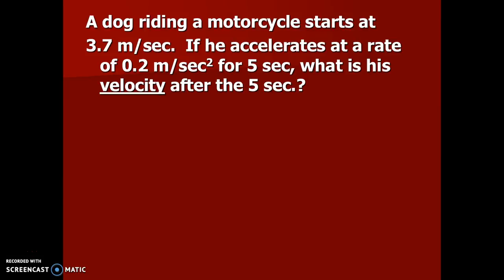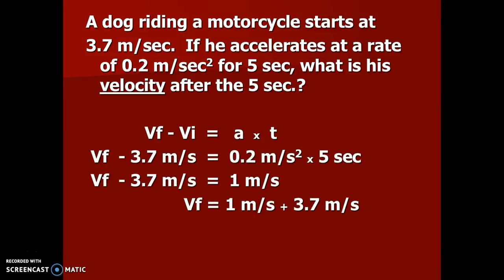So we're going to have to rearrange the formula just a little bit. As we pop it up here, you had time on bottom. So what we did is we took both sides times time to move it to the right side. And now you can fill in the letters. We don't know what VF is yet. You know his initial velocity is 3.7. You know his acceleration is 0.2. And the time is 5 seconds.